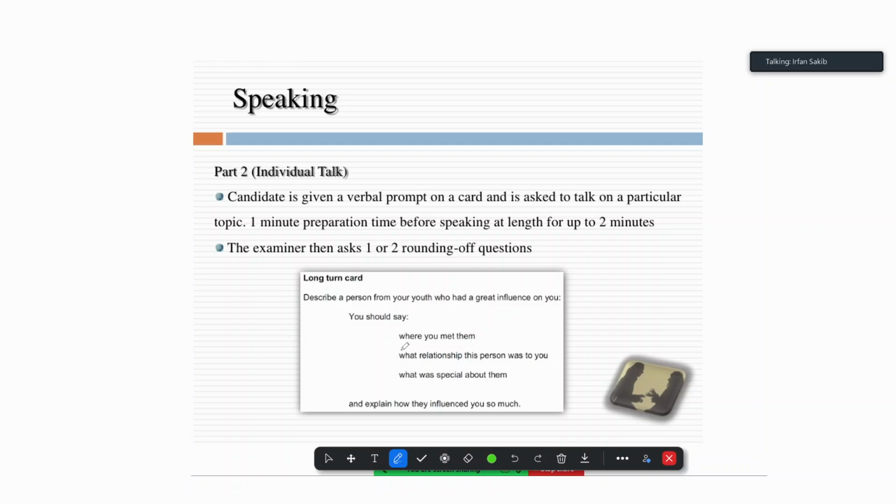You cannot write on this cue card that will be given to you, but you can write with the pencil on the paper that will be given to you, and take some notes. Okay, you can take notes for 1 minute and then give the answer. Is that clear?